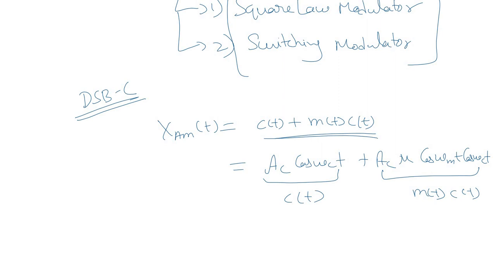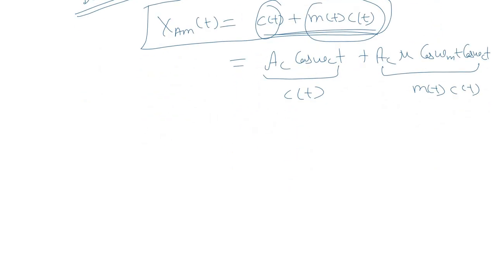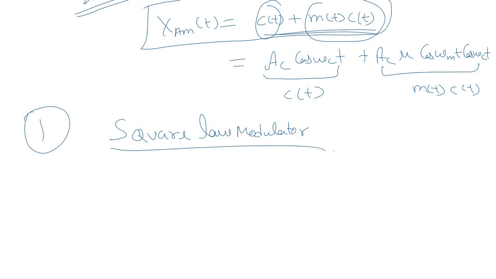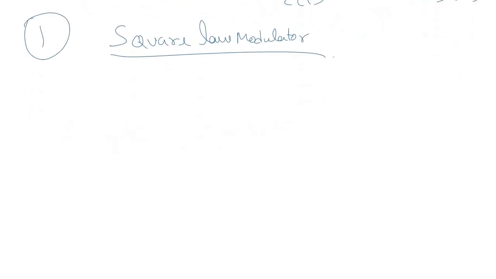So broadly we can say that any DSBC type of a signal, double sideband with carrier, consists of two components, your carrier and multiplication of the message and the carrier signal, right? That is clear. So we want to generate such a kind of a signal. Now let us study first type of the method to generate such signal, that is square law modulator. I'll first draw the block diagram of the square law modulator and then I'll go through the mathematics behind that. So we have a summer and the input given are your message signal and the carrier signal.